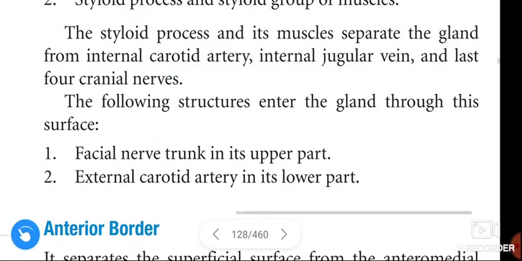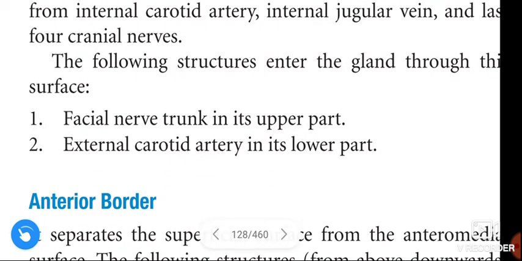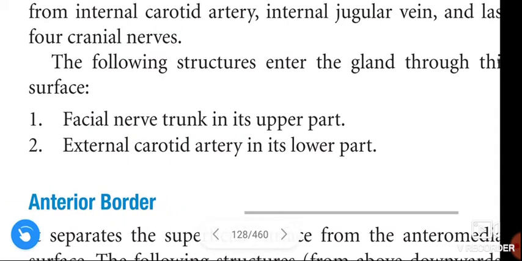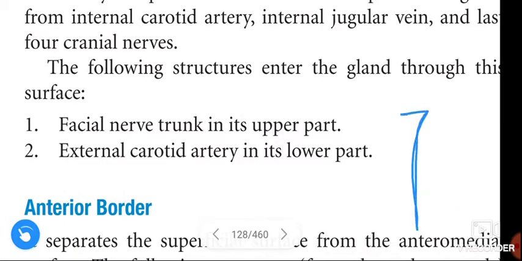The structures that enter are the facial nerve trunk in the upper part and the external carotid artery in the lower part. In the upper part of the posterior medial surface, the facial trunk enters, and at the lower part, the external carotid artery enters.